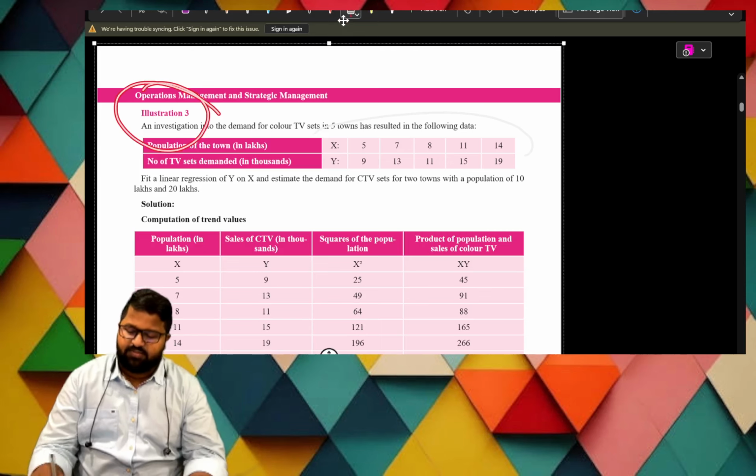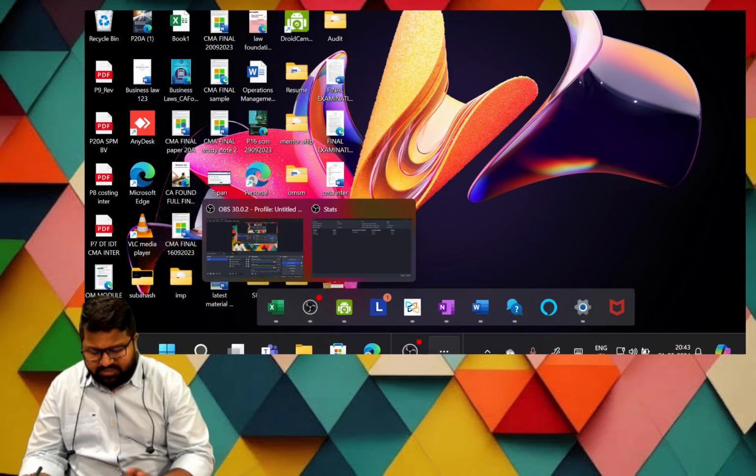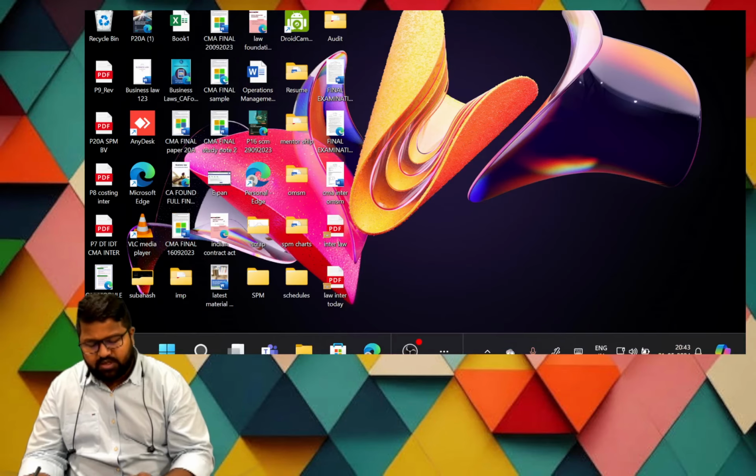This is illustration 3. Is the voice audible? If the voice is audible, please inform me. Is the voice audible? Okay. So now let us continue with the other part.